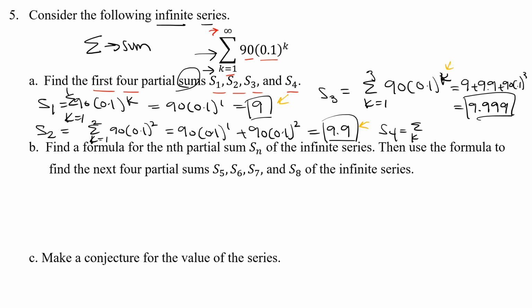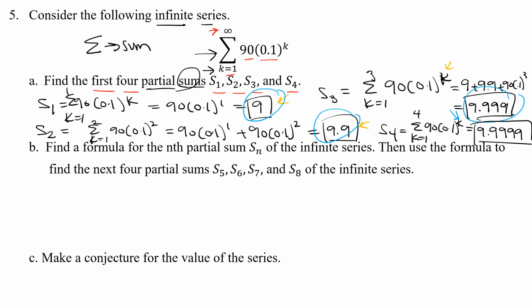So now find the fourth one. k is going from 1 to 4. So you have the 90 times the 0.1 to the kth power, okay? So basically all you would do is you would take all of the ones that you have previously found, and then the fourth one, you would just simply raise it to the fourth power, okay? So put all those together, add them up, you would get 9.9999, okay? So that would be the first 4 partial sums, okay?